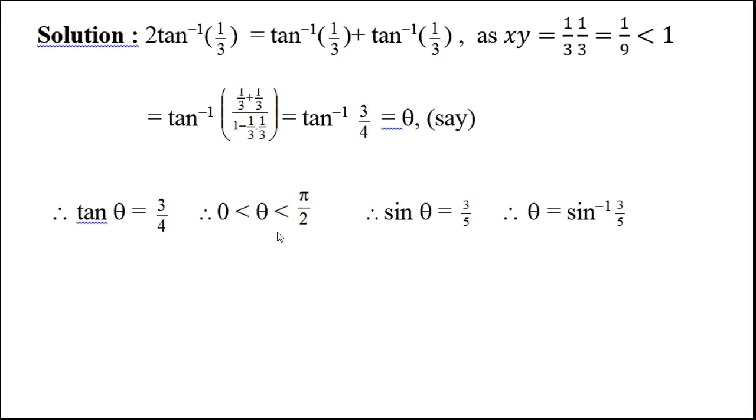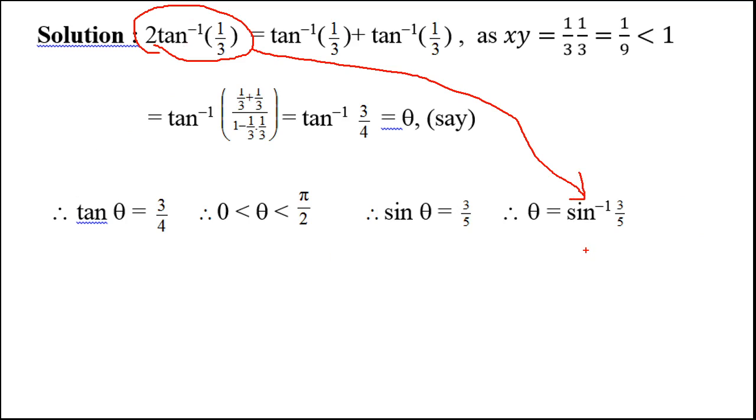And theta lies between 0 to pi by 2 because it is positive. And therefore sin theta is equal to 3/5. Theta is equal to sin inverse 3/5. So 2 tan inverse 1/3, its simplification is sin inverse 3/5.